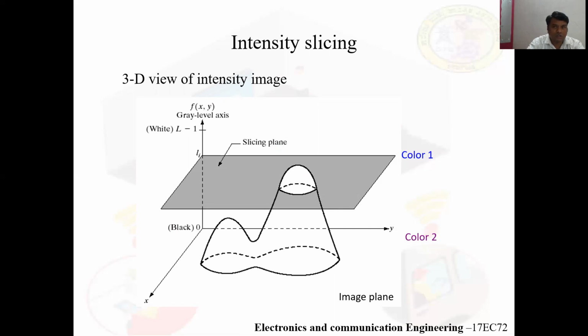The result is a two-color image whose relative appearance can be controlled by moving the slice plane up and down the intensity axis. In general, the technique may be summarized as follows. Let 0 to L minus 1 represent the grayscale. Let level l_0 represent black, f(x,y) = 0, and level l_(L-1) represent white, f(x,y) = L minus 1.